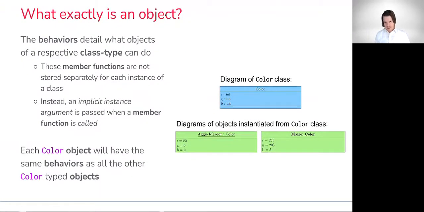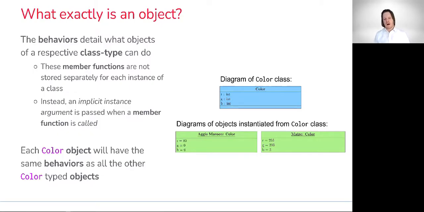The behaviors, which we'll get into soon, will detail what objects of a respective class type can do. These are member functions, and they are not going to be stored separately for each instance of a class. So while the actual state of our objects will have memory allocated, they will all share a single implementation of the member functions. We'll see how that works a little bit later, but essentially an implicit instance argument will be passed to the member function when it is invoked on a specific color object. And that argument will communicate to the function which object invoked it and then be able to go out and access the actual representation of the object that invoked it.